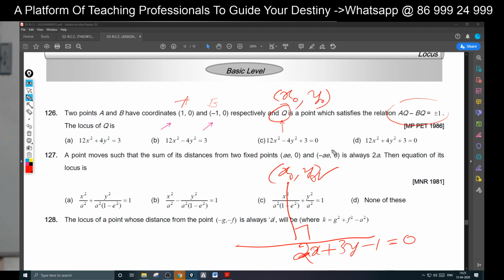So always remember, in the locus, whatever the point is there on the locus is to be taken as (x0, y0). Now this is Q, this is A, this is B. AQ, distance between A and Q minus distance between B and Q is equal to plus or minus 1. Apply the distance formula and simplify this to get the locus. This is what I gave you the idea. Now you start doing it, and I will also be doing simultaneously along with you.